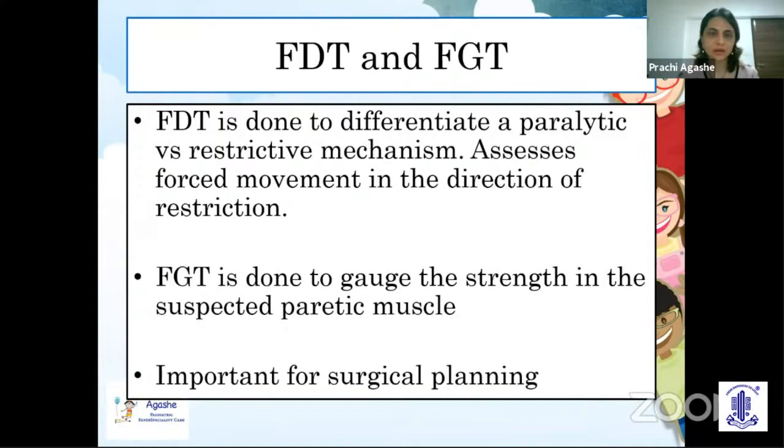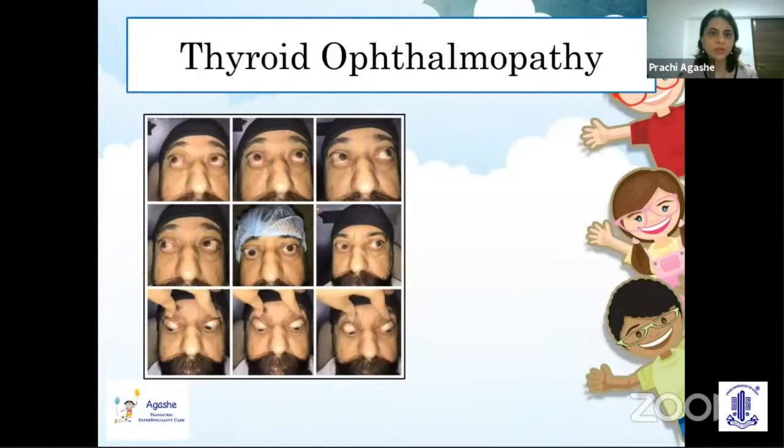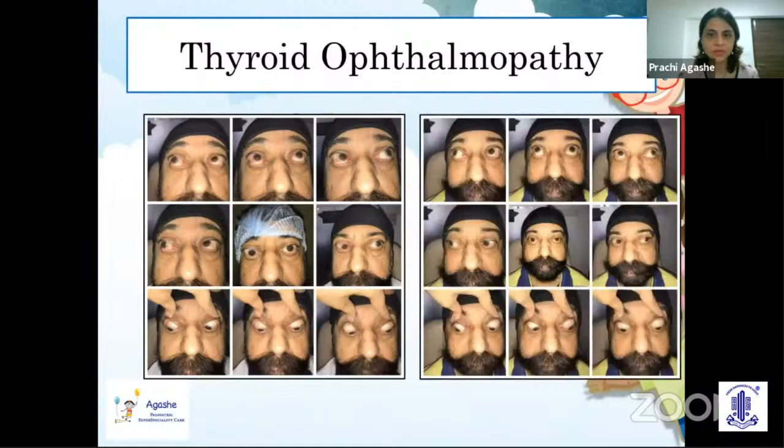Post-duction test, as described by Dr. Veena Madam, is necessary to assess the restriction towards a movement, and force generation test is used to gauge the strength of the paretic muscle, which is important for surgical planning. So this is an individual with thyroid ophthalmopathy with tight IR and MR, and recession of these muscles gives good results.